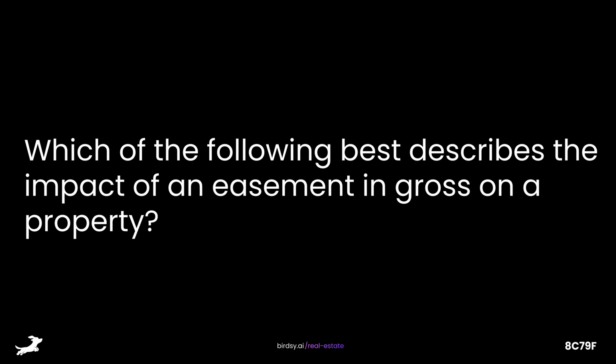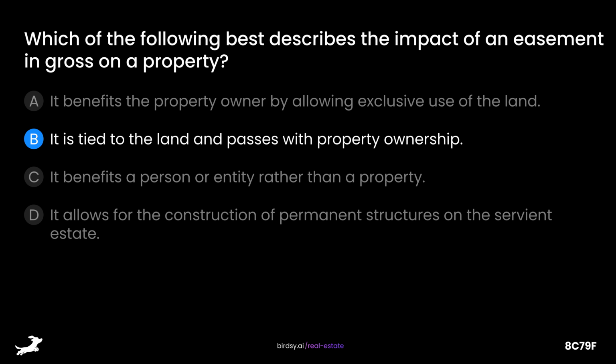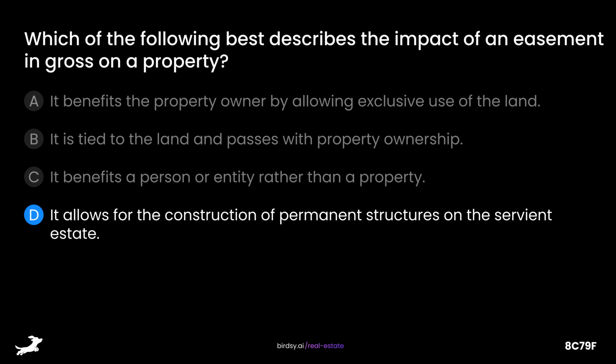Which of the following best describes the impact of an easement in gross on a property? Is it A, it benefits the property owner by allowing exclusive use of the land, B, it is tied to the land and passes with property ownership, C, it benefits a person or entity rather than a property, or D, it allows for the construction of permanent structures on the servient estate?